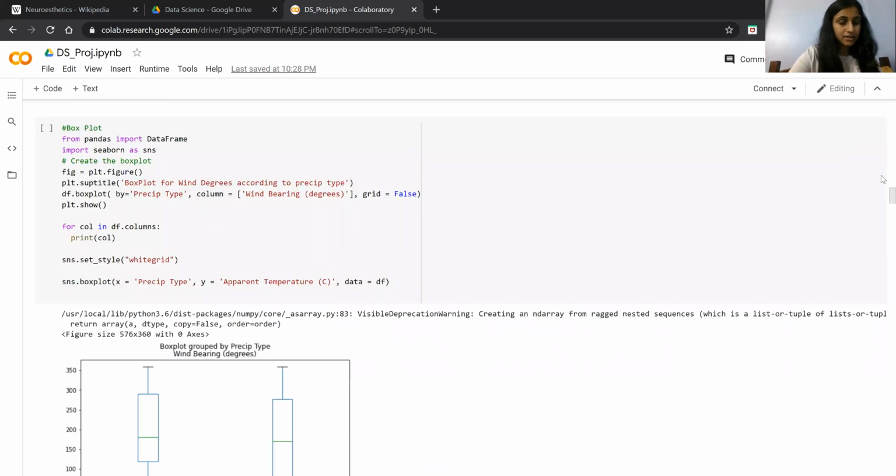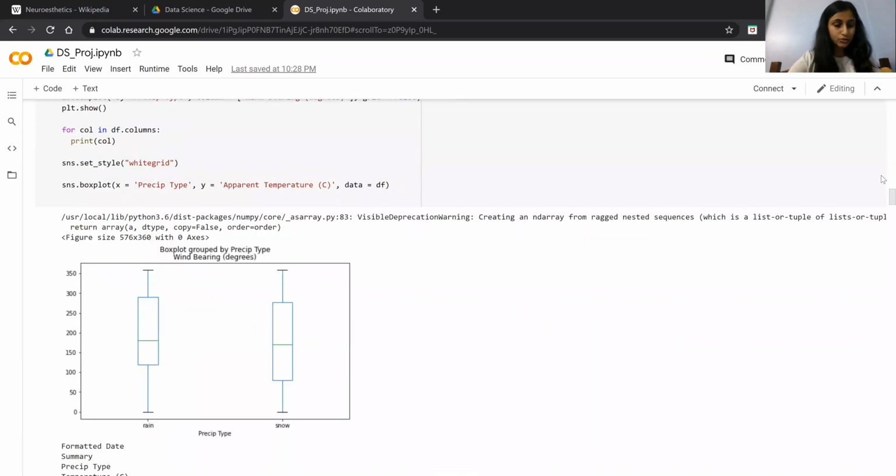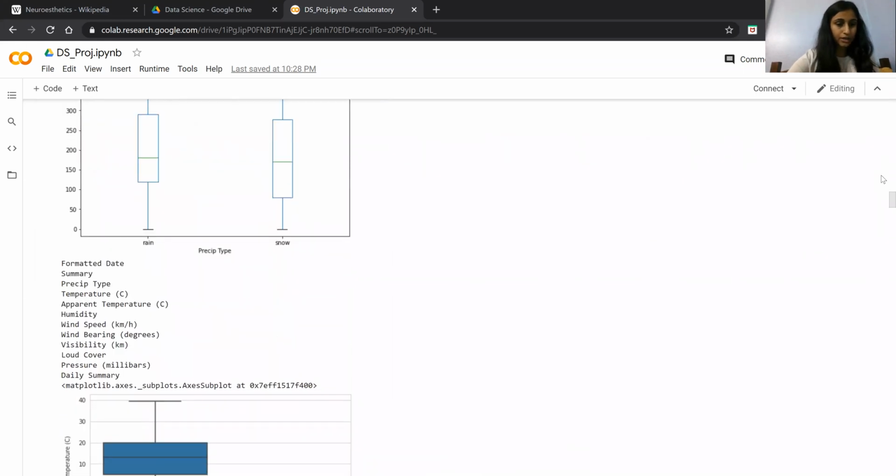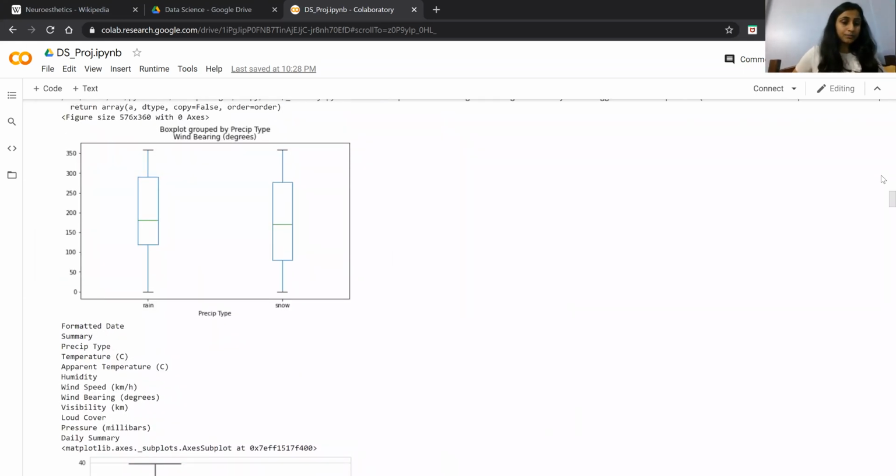Okay, next coming to the box plot. I have plotted wind bearing degrees on the y-axis and precipitation type on the x-axis, the two being rain and snow again. The first line we can see is the minimum value. The second line is Q1, that is the first quartile value. The green line that we see here is the median value. The next line here is Q3, the third quartile, and the last one is the maximum value.